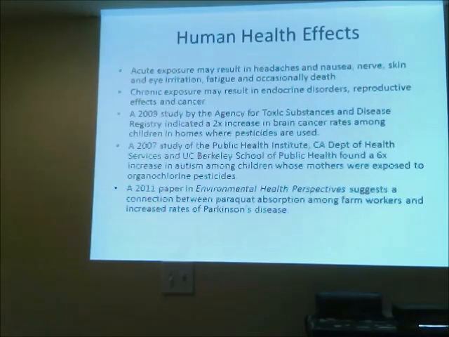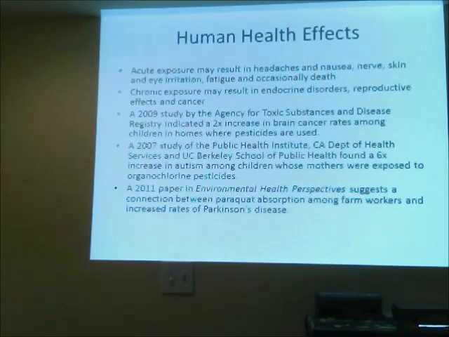A 2007 study of the Public Health Institute of California Department of Health Services and the University of California, Berkeley School of Public Health found a six-fold increase in autism among children whose mothers were exposed to organochlorine pesticides. And there are many, many fewer of those around now because they really are starting to be phased out. Again, this is one of these things where it looks like there's a smoking gun, but it's a little hard to say for sure that halogenated or chlorinated hydrocarbon pesticides are the kinds of things that, when they're used, are causing an increase in autism. Autism certainly does seem to be on the rise, but it's not entirely sure what the cause is.